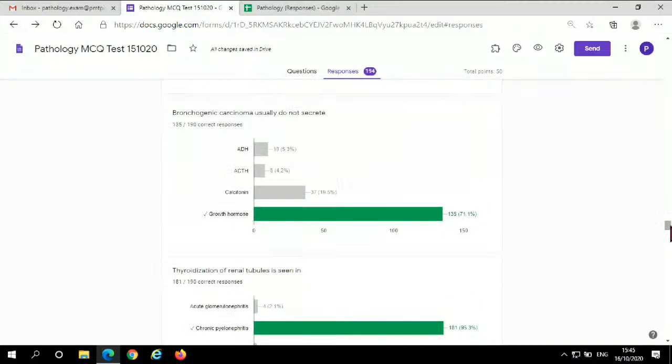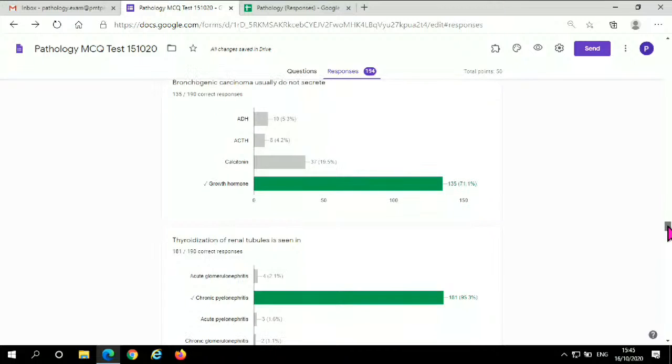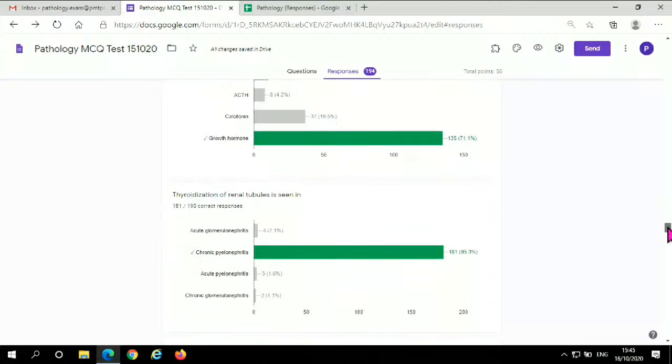Bronchogenic carcinoma usually does not secrete growth hormone. So most of you have given it. It is again a paraneoplastic syndrome, which we are discussing, and here growth hormone will not occur most of the times. Very rarely it may occur. So it is the single best answer.